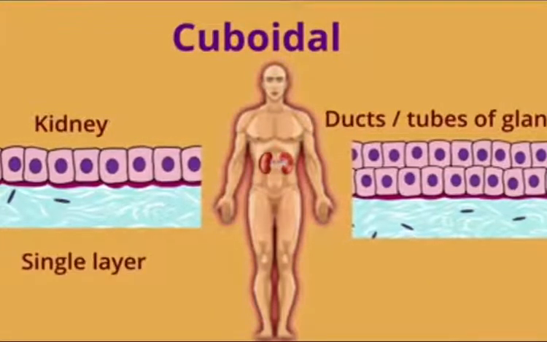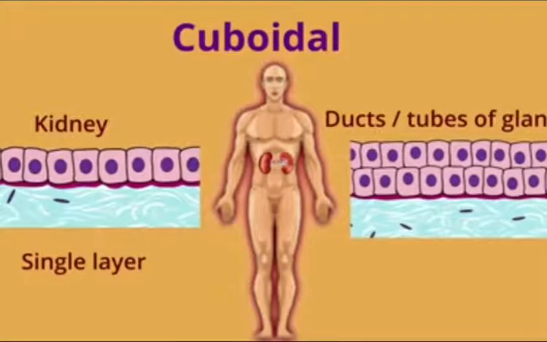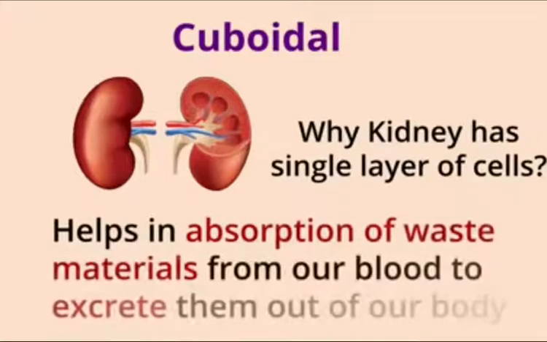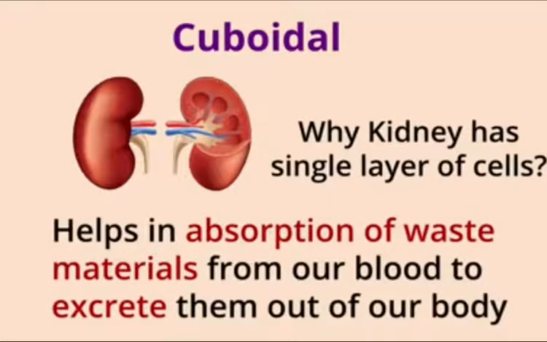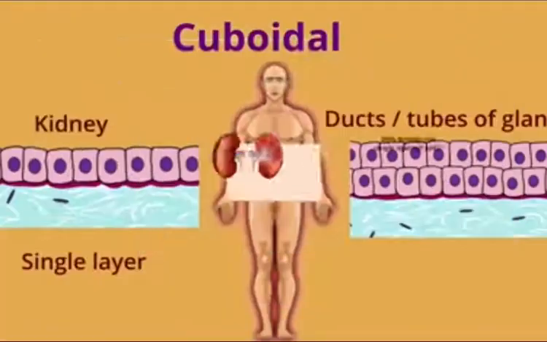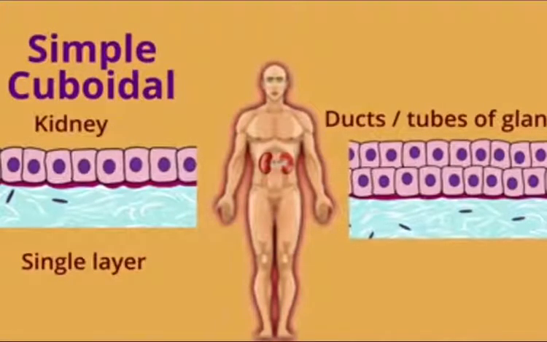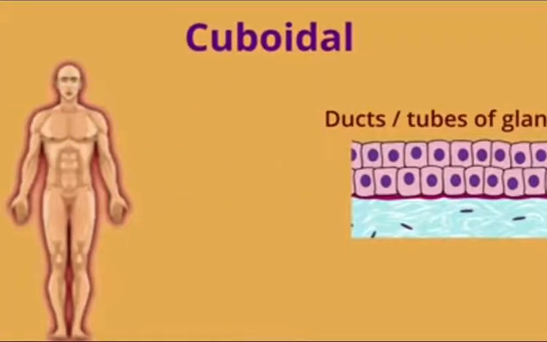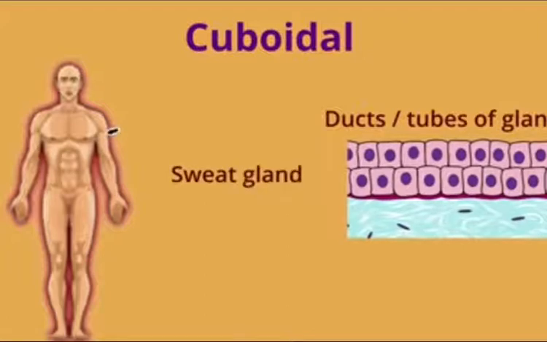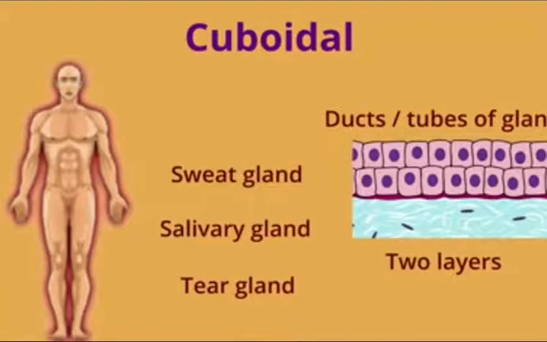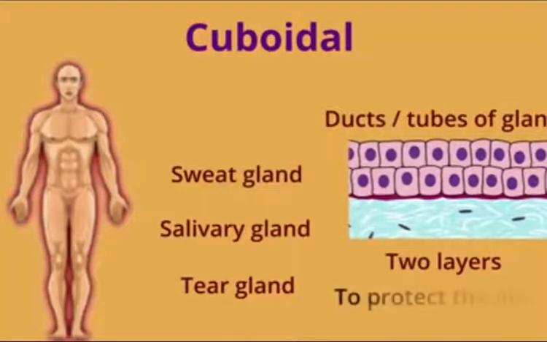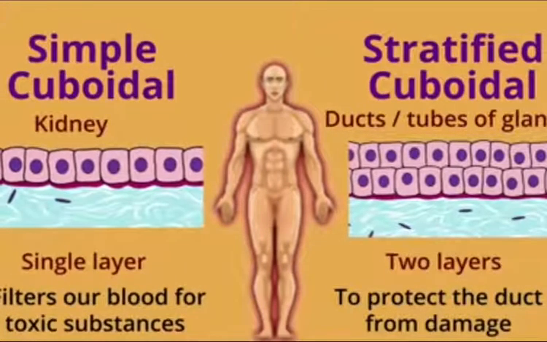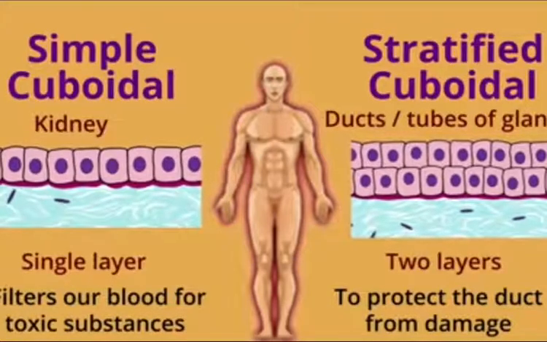See the kidney, students, it is made up of a single layer of cells. Why is it only a single layer? Because the kidney helps in absorption of the waste materials and excreting them out from the body. So we want only a single layer. It is called simple cuboidal. It helps in the filtration. And coming to these ducts, sweat duct, salivary gland, tear gland, it has two layers because its function is to protect the duct from damage, called stratified cuboidal epithelium.